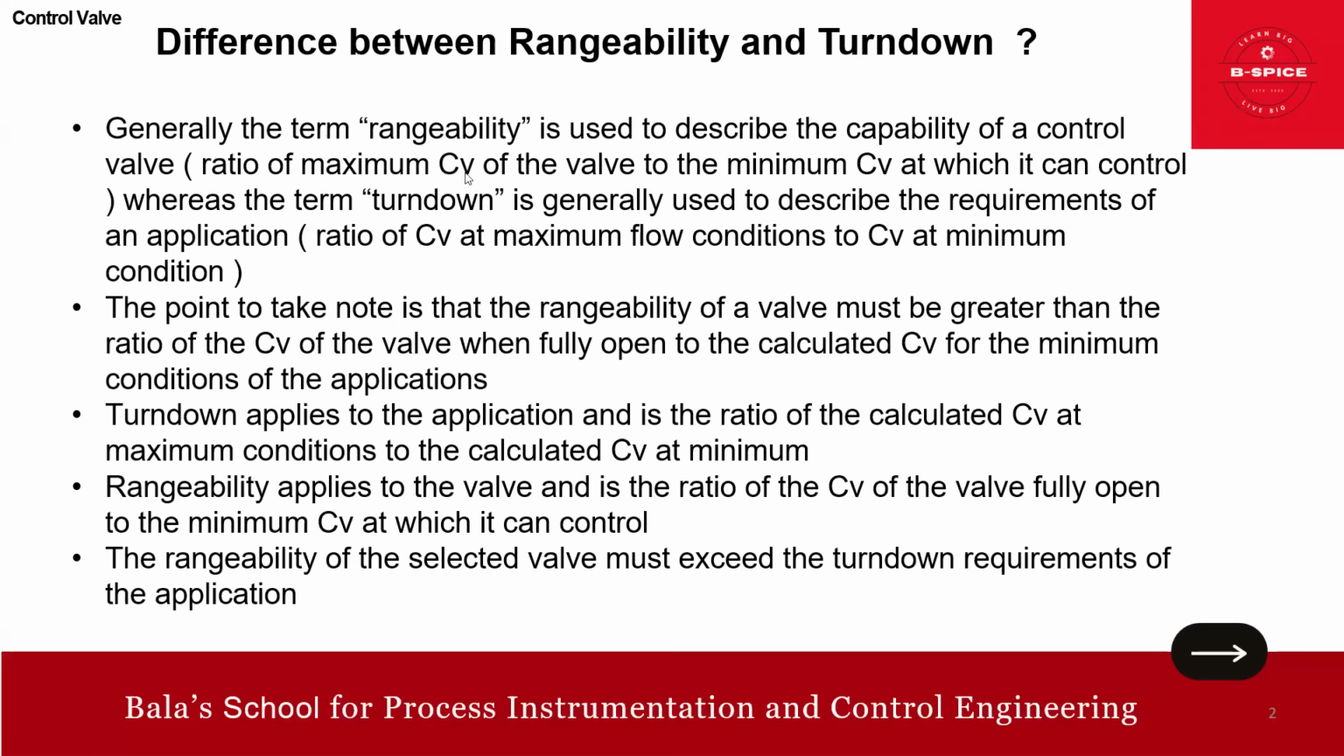So again, I repeat, rangeability refers to the capability of a control valve. Basically, ratio of maximum CV of the valve to the minimum CV at which it can control. Whereas turn down is generally used to describe the requirements of an application, meaning ratio of CV at maximum flow condition and CV at minimum condition. That's it, friends. Very simple, isn't it?